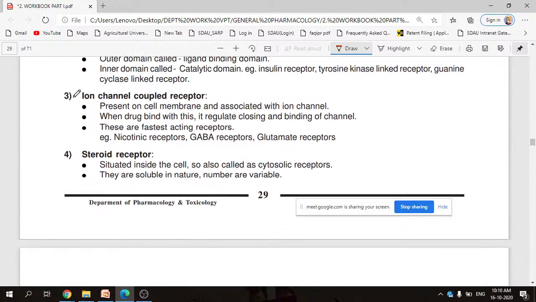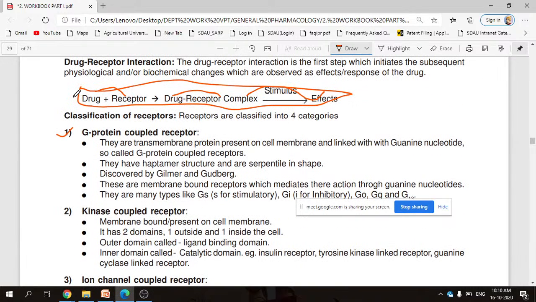Already, I have shown you the video. What is G proteins? Remember, G proteins are transmembrane proteins. Transmembrane means that the protein runs through the cell membrane. They are embedded in the membrane. One end is in the extracellular part and the other end is in the intracellular part. So G proteins are nothing but transmembrane proteins present on the cell membrane. They are linked with the guanine nucleotides, so they are known as G protein coupled receptors. They have heptamer structures and are serpentine in shape.